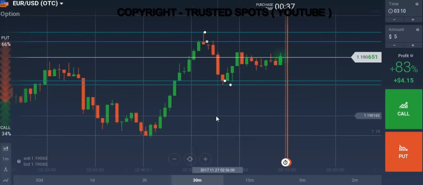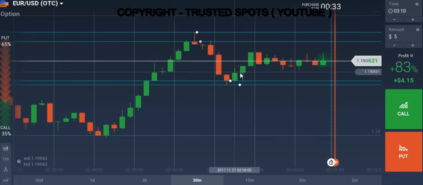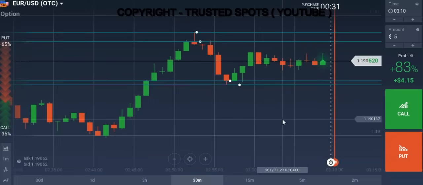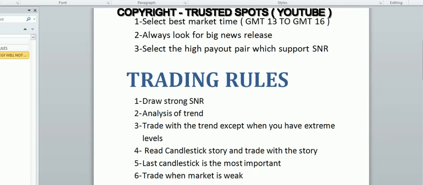So our analysis says that this is an uptrend because this chart shows the possibility of the market going up is higher than the market going down. So this is the second rule. The first rule, draw SNR. Then the analysis of trend: we have analyzed the trend, it is an uptrend. The third rule is trade with the trend except when you have an extreme level. So always try to trade with the trend except when you have an extreme level.